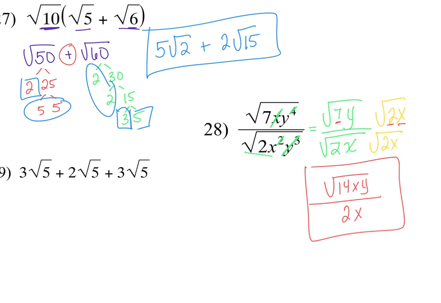The last thing we did in this chapter is addition, or in this part of the chapter. This is just like with variables. They have to be alike or I cannot add them. These are alike, so I just add the outsides. 3 times plus 2 plus 3 is 8, and my radical does not change.